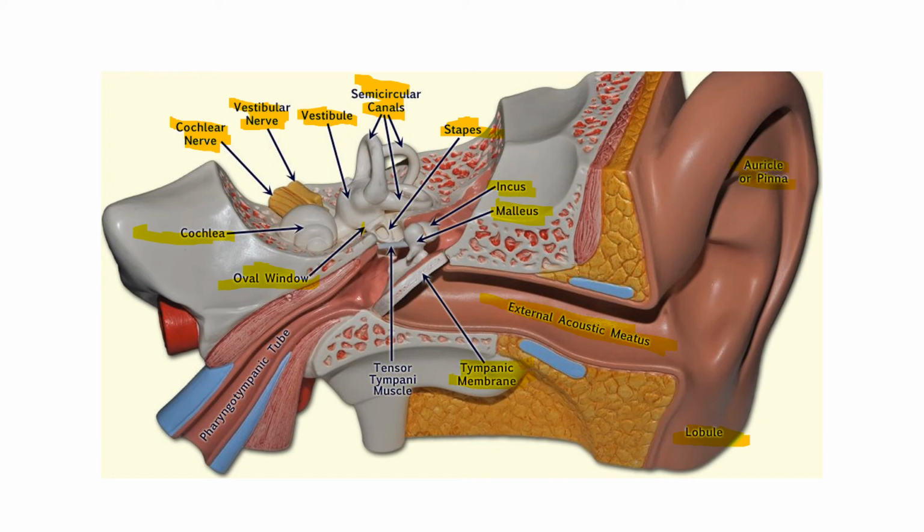And if you notice in the previous slide, we saw the vestibulocochlear nerve. Well, that's actually when they join together. Before, they're actually the vestibular nerve coming right off of the vestibule and the semicircular canals, and the cochlear nerve coming off the cochlea, and they merge together to form the vestibulocochlear nerve.